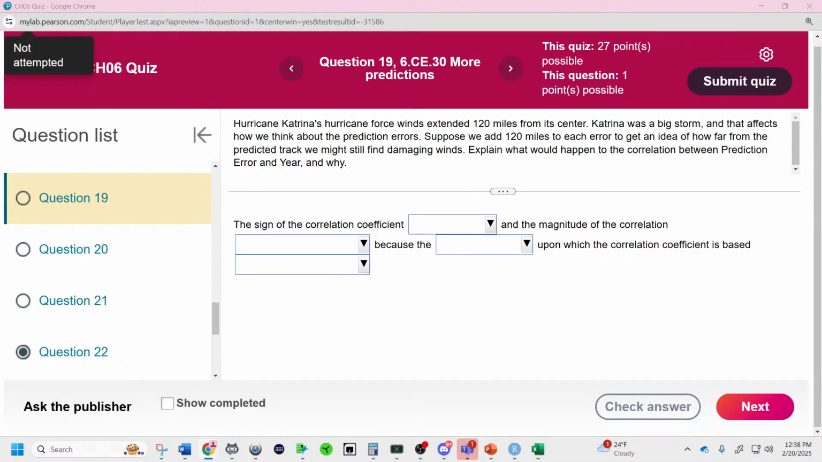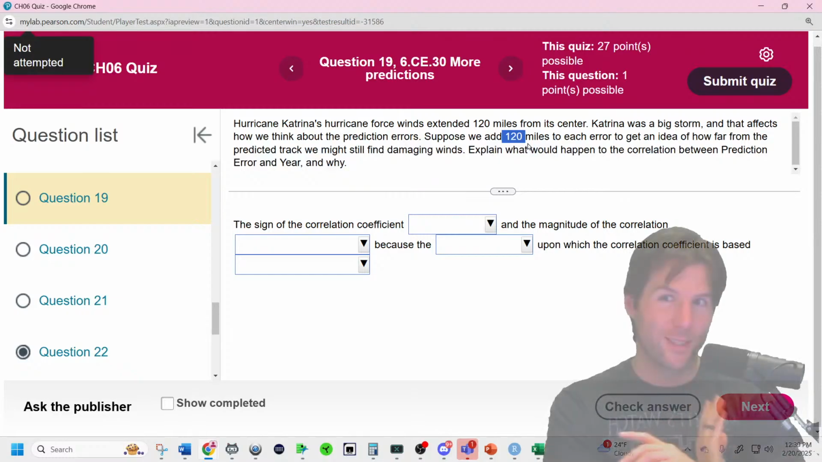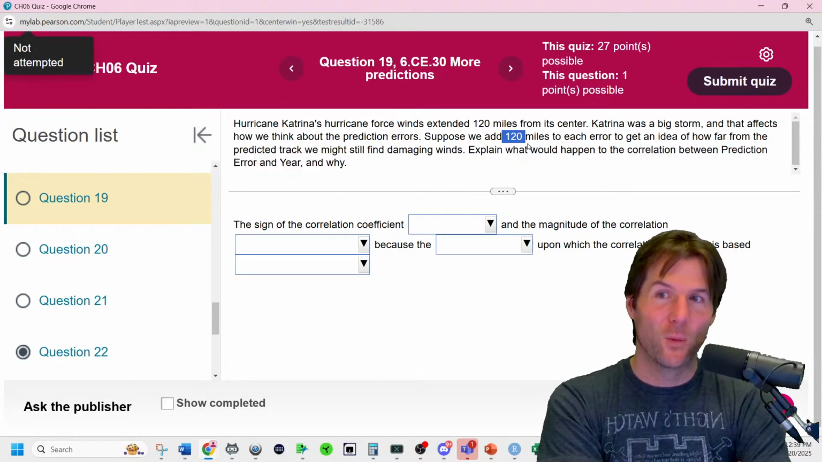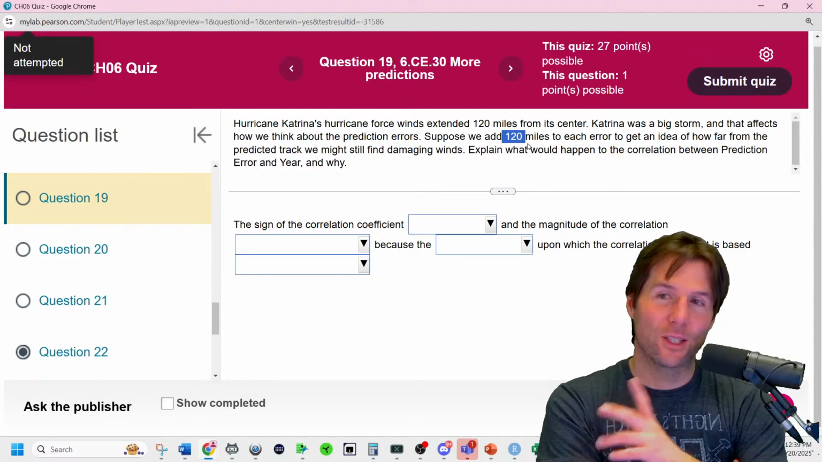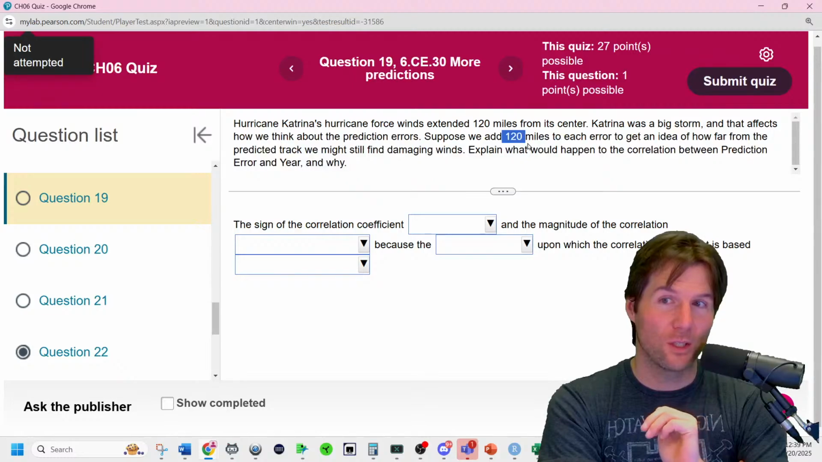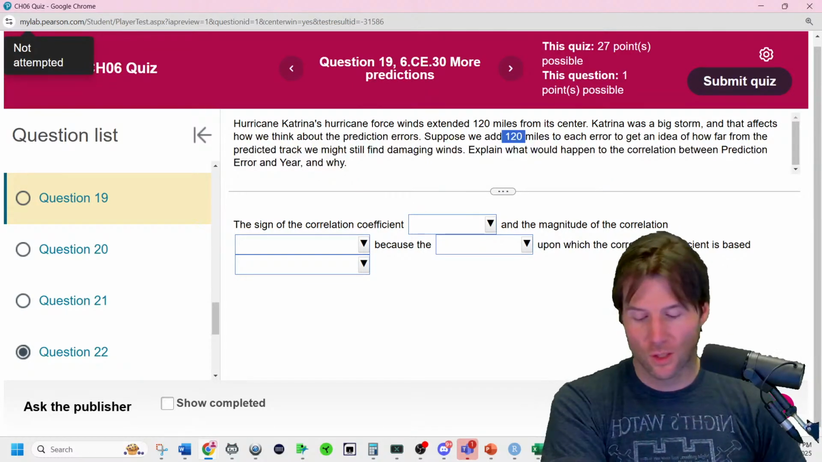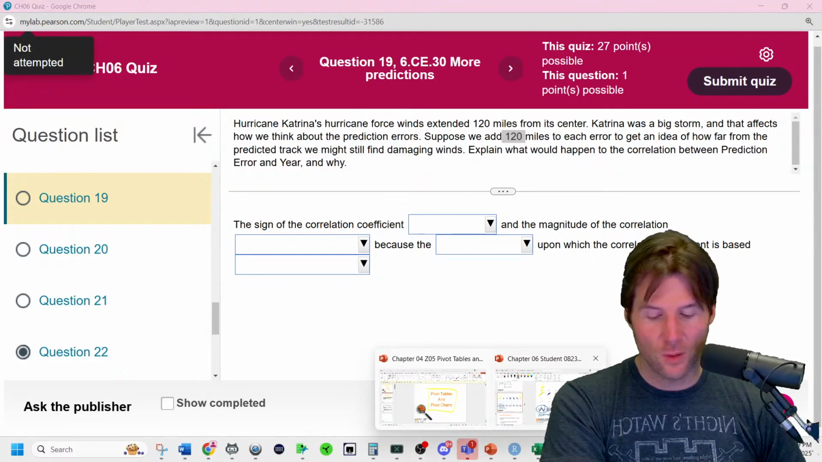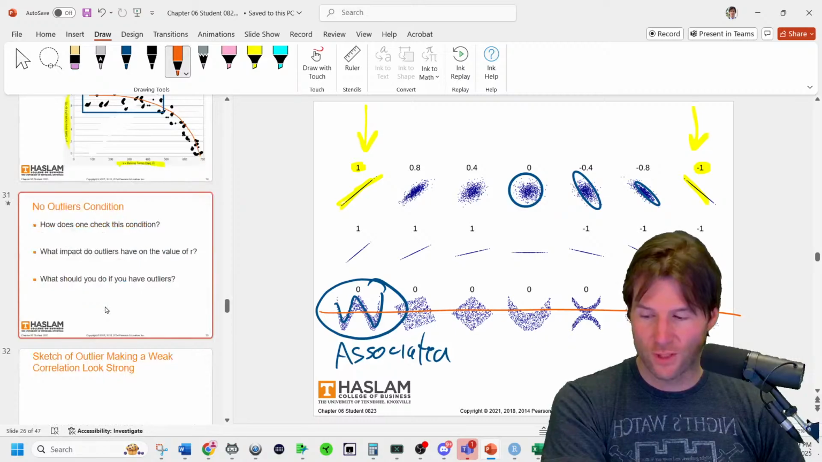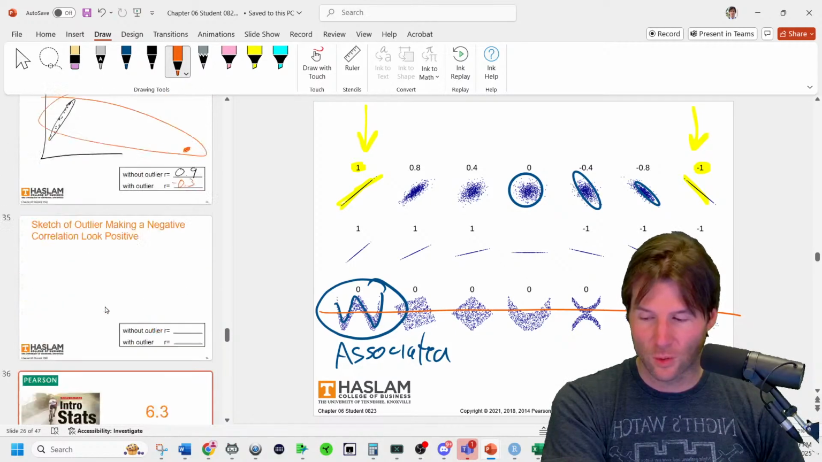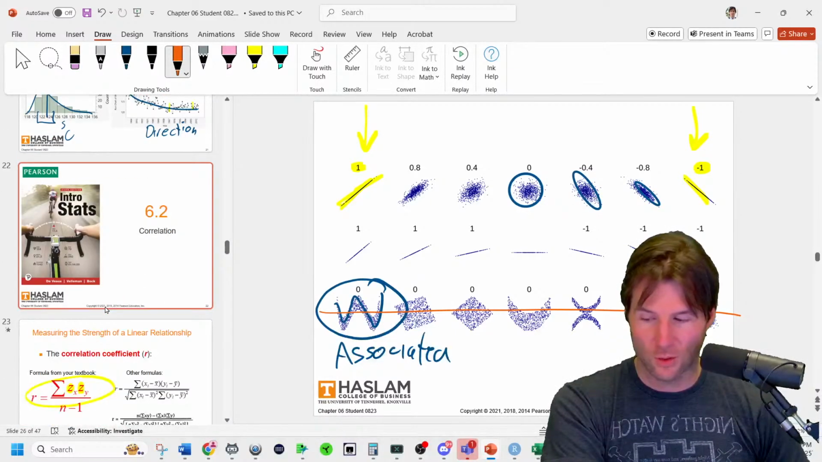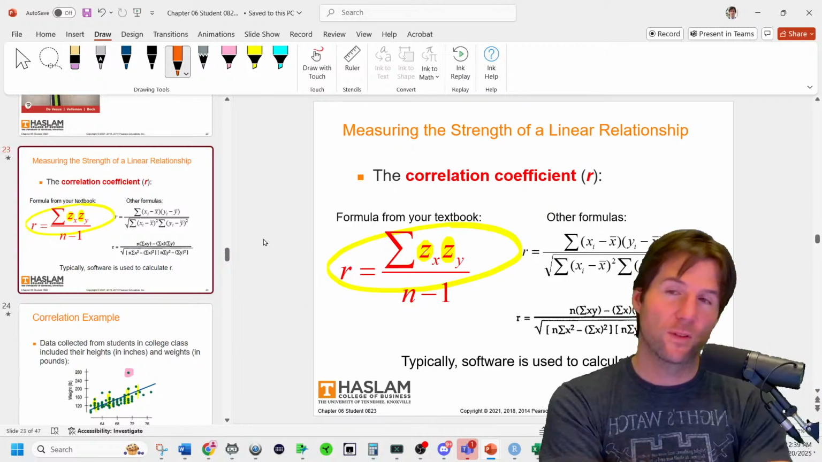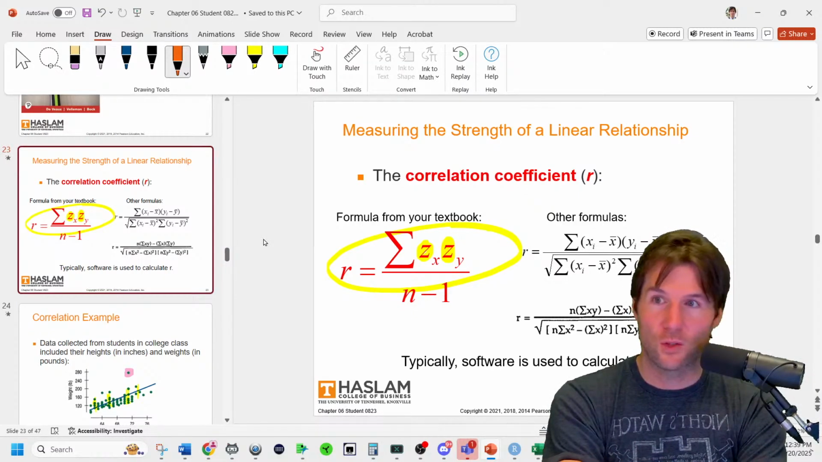Okay, they've got Hurricane Katrina information right here. Suppose we add 120. Now, that's shifting the data. So remember the one we just did about shifting and scaling? What happens when you shift and scale your data? If you shift and scale your data by adding like 120 to the values, would correlation change? Yes or no?